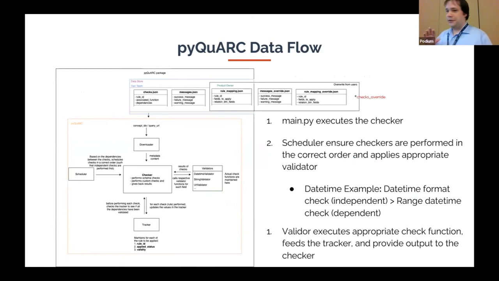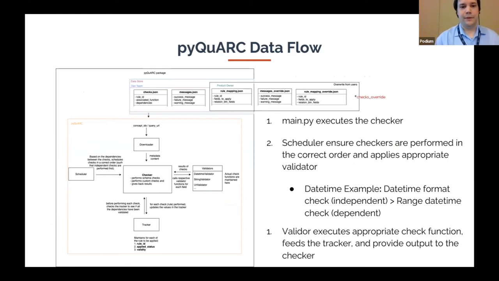So I'm not going to go through this whole flow diagram, but I wanted to point out how data flows throughout this Python package. At the top are the inputs. Those are the JSON files that are developed prior to actually executing the function itself.